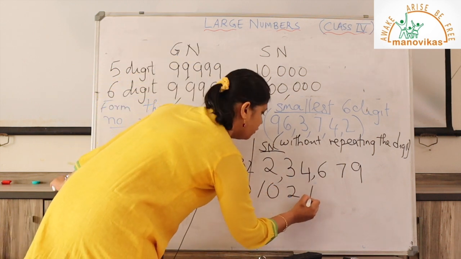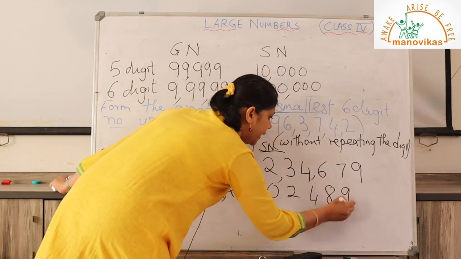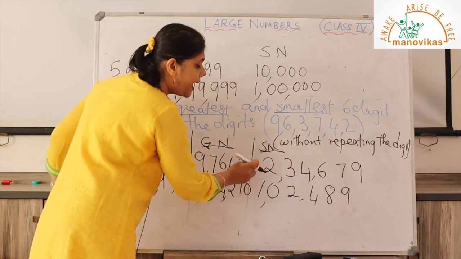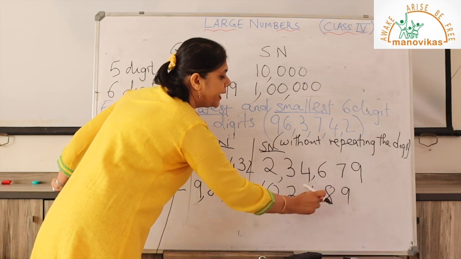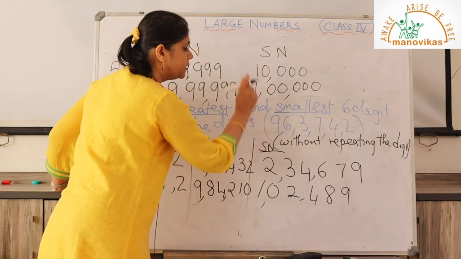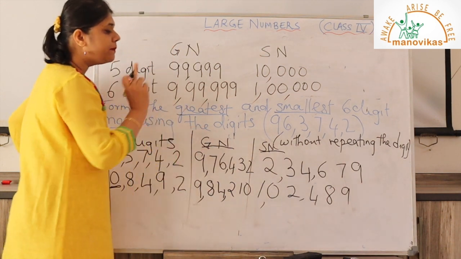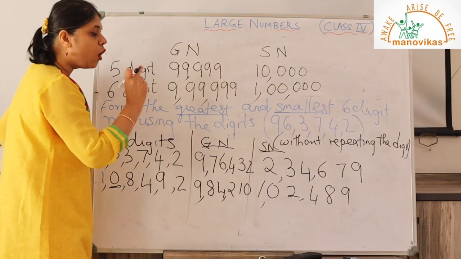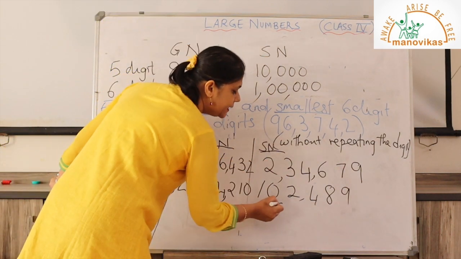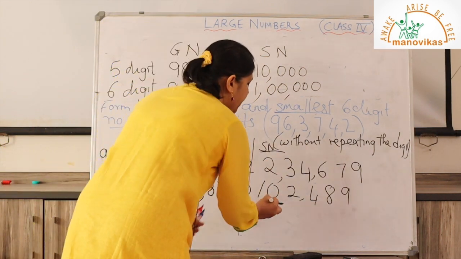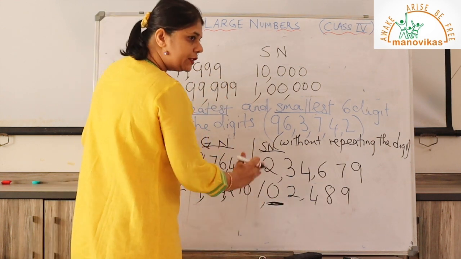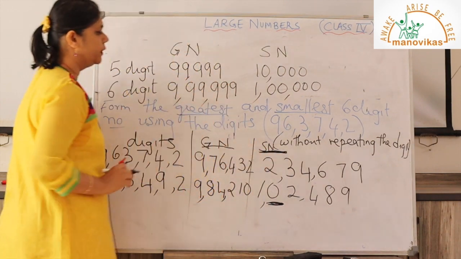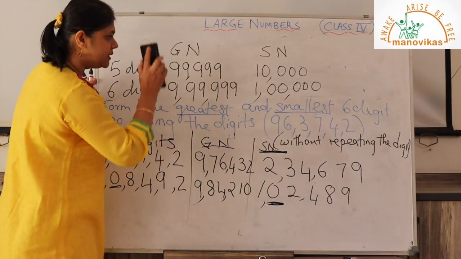So 2, 4, 8, 9. Separate it with commas. So now what you'll get? 1,02,489 is the smallest 6-digit number. So remember children, when one of the digits is 0, 0 always comes as the second digit from the left when you are making the smallest number. Now this was the first case.